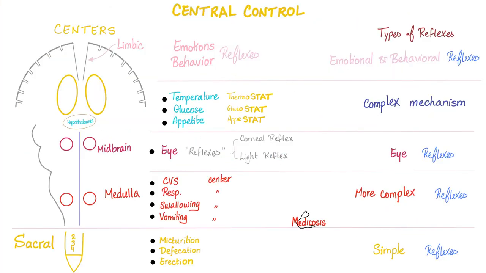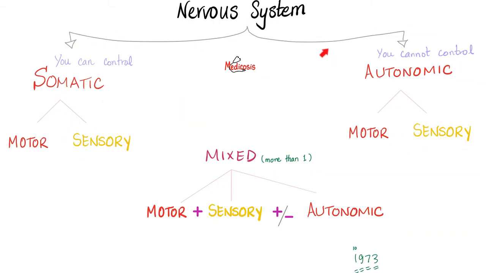Most of your eye reflexes have their center in the midbrain. How about the corneal reflex? The center is the midbrain. Light reflex, midbrain. Why is this? Because the midbrain gives you cranial nerve number 3 and 4, oculomotor and trochlear, which are responsible for eye movements. That's why. Nervous system could be somatic or autonomic. The oculomotor has both somatic functions and autonomic function.